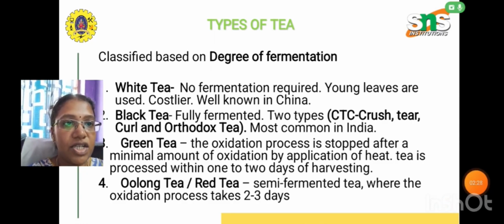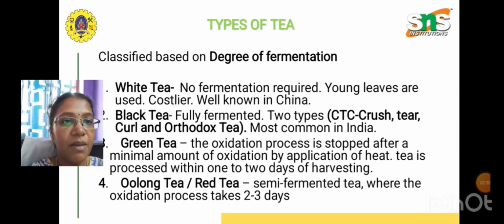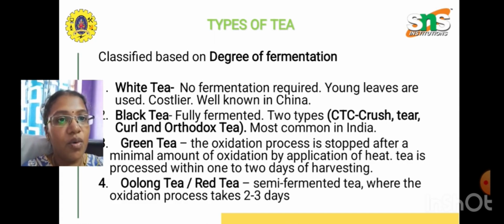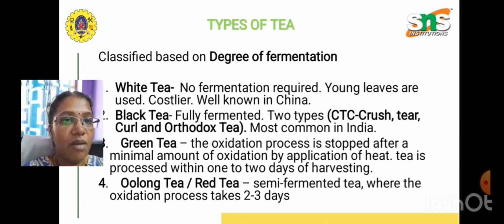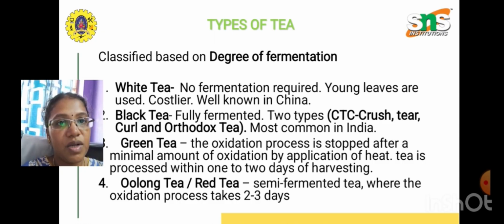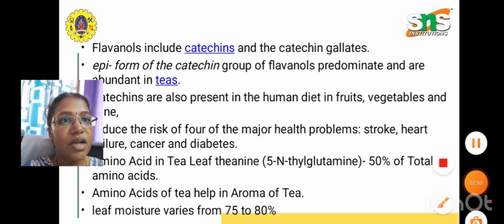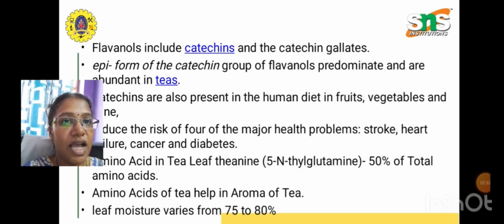minimal amount of oxidation by the application of heat. And this tea is mainly processed within 1 or 2 days of the harvesting itself. Oolong tea or the red tea is a semi-fermented form where the oxidation takes place only 2 to 3 days. And flavonoids include catechins and the catechin gallates.